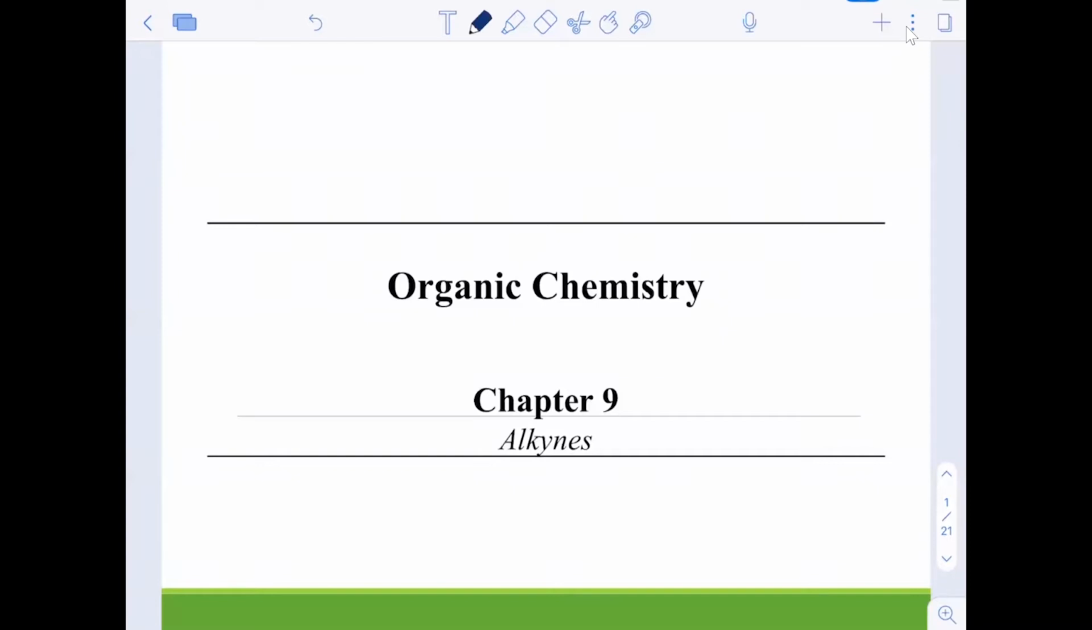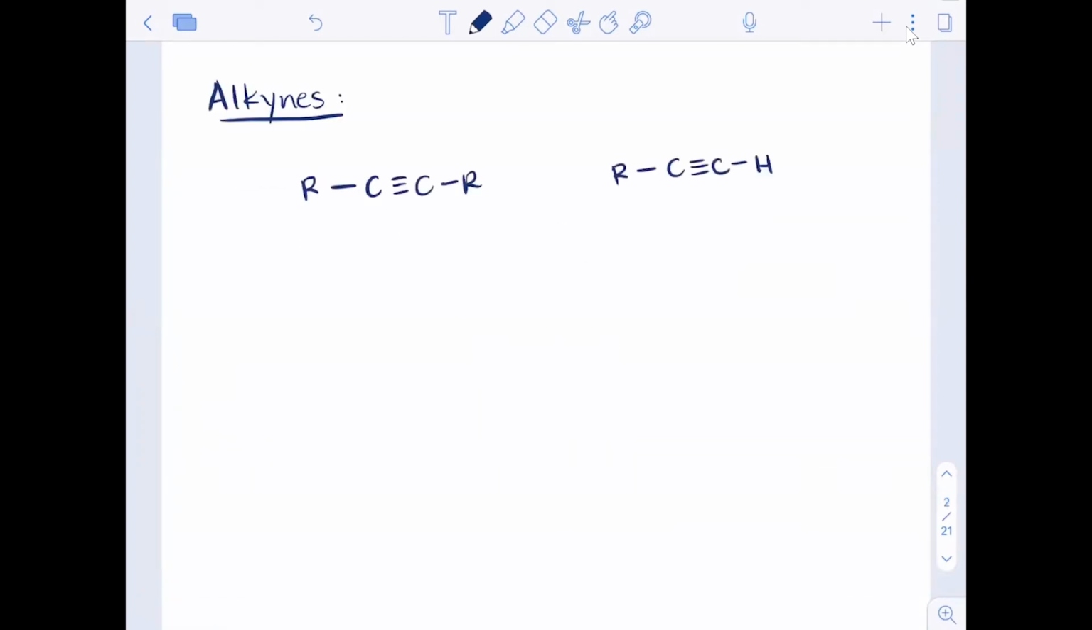Welcome to chapter 9. Here we're going to talk about alkynes. This will be very, very similar to our discussion of alkenes in chapter 8. The only difference is now we're going to have two pi bonds instead of just one, right? So the alkyne functional group is going to look very similar to what we saw before.